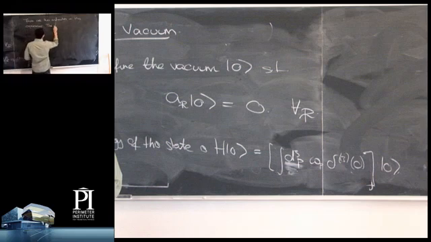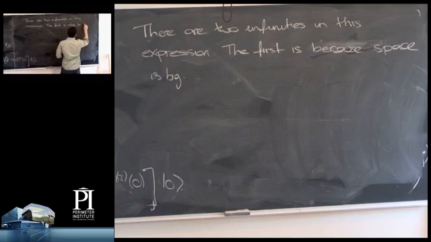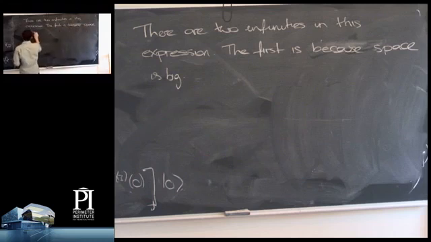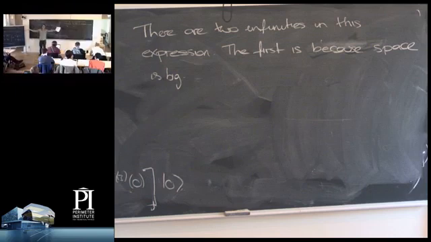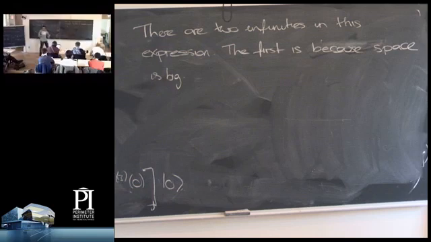So the first infinity is just there because space is big. Okay, so what do I mean by that? I mean big in that way. Okay, it's infinite in extent. No, I actually mean physical space is big. It's this guy that's due to the fact that physical space is big. So let's understand why this is.